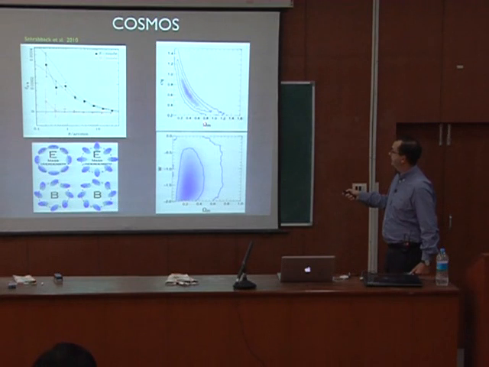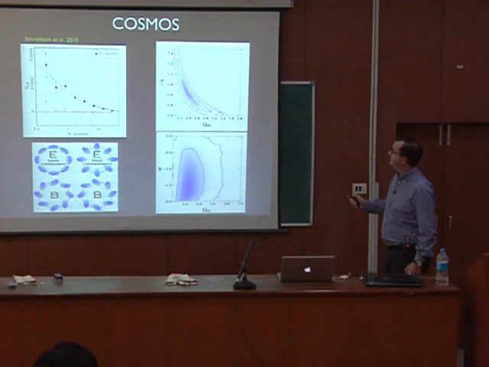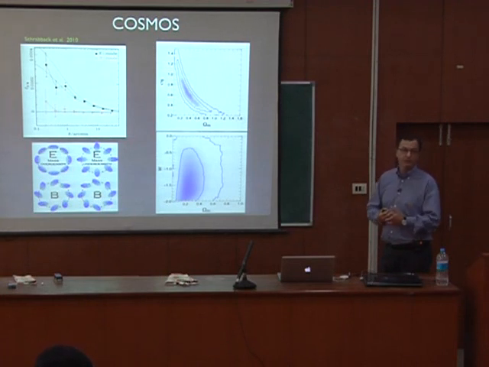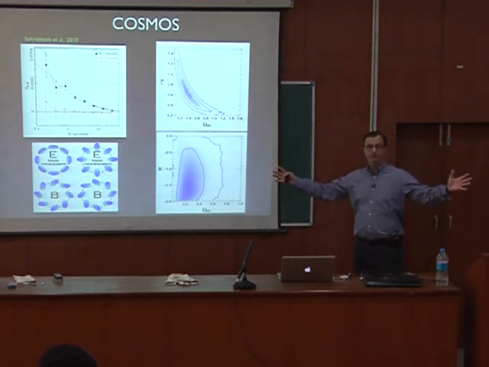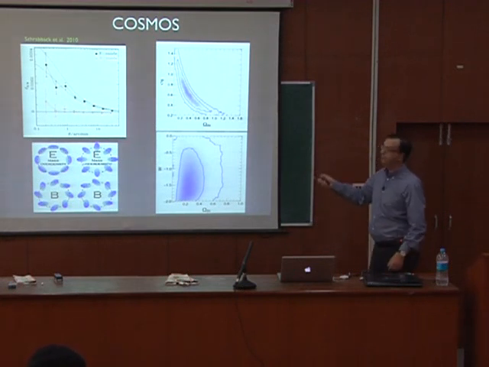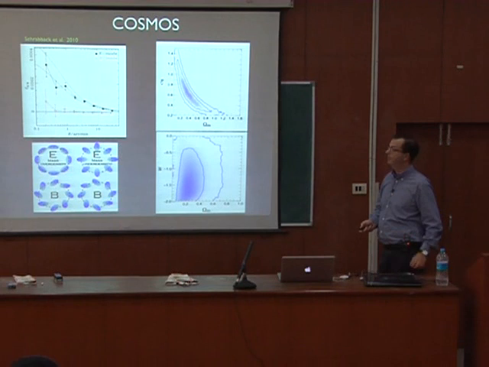This one is omega matter, so the amount of dark matter. This is in a flat universe, so this is also 1 minus omega lambda in this case. And this is sigma 8, so that's an important parameter. Sigma 8 is the amplitude of matter fluctuations smoothed on 8 megaparsec scales. Okay? So this represents basically a way of quantifying the amplitude of the matter power spectrum.